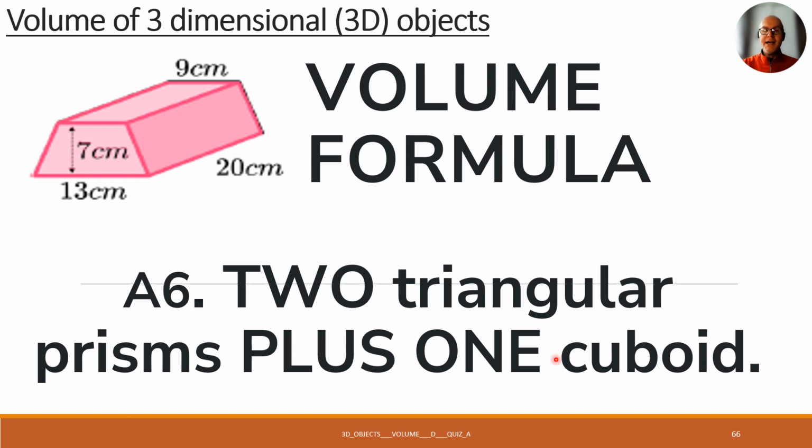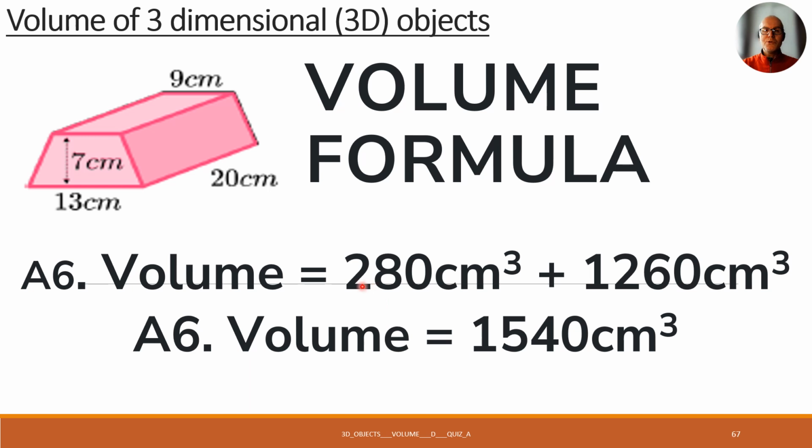So we can add those values together. So we've got 280 centimeters cubed, which was the volume of the 2 triangular prisms, plus 1260, which is the volume of the cuboid, which equals 1540 centimeters cubed, which was the exact same value when we worked out just using the trapezoidal prism volume formula.